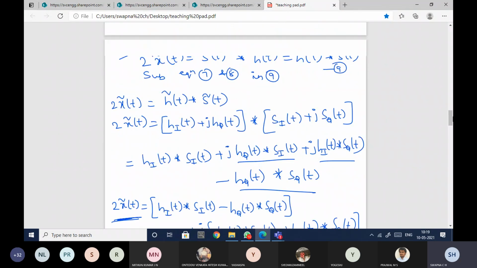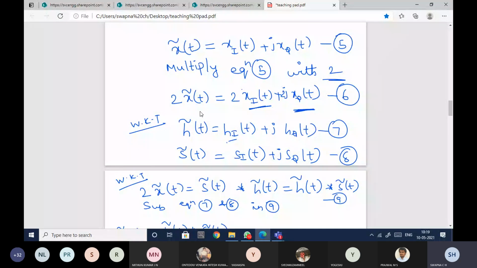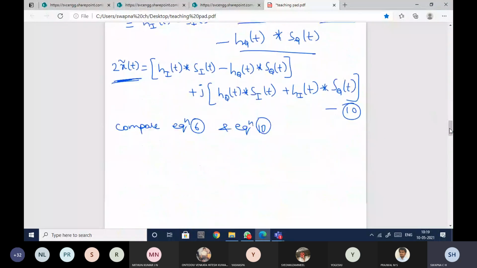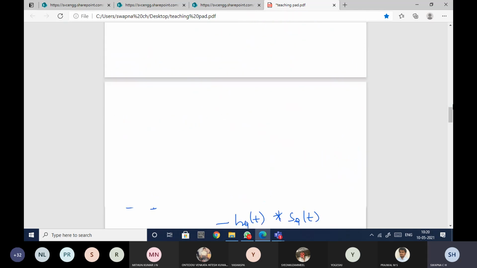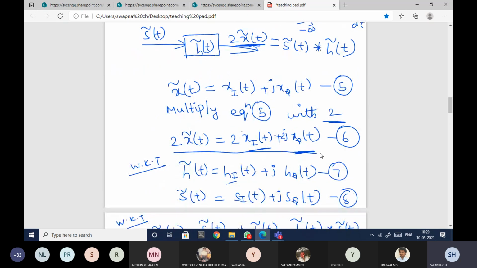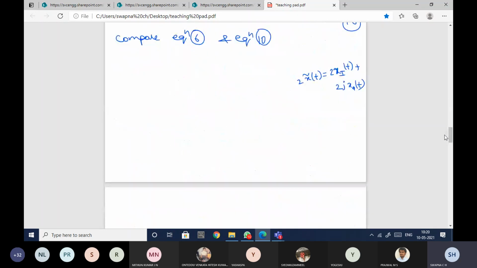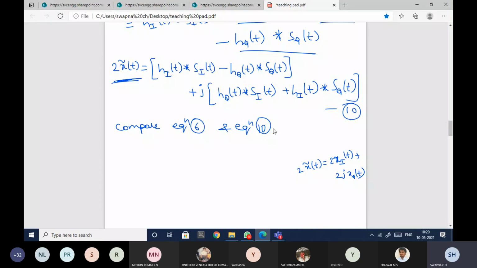So the left hand side in both equation 6 and equation 10 is 2x tilde of t. Let me write equation 6 again here. 2x tilde of t is nothing but 2xi of t plus 2j xq of t. Okay, this is your sixth equation. Now compare this equation 10 and equation 6. The left hand side is 2x tilde of t in both, so I will not write that.